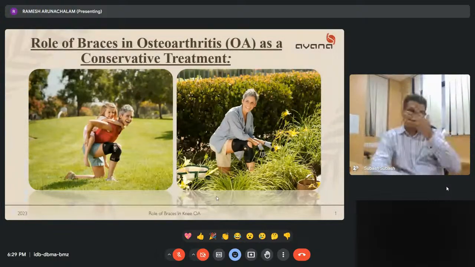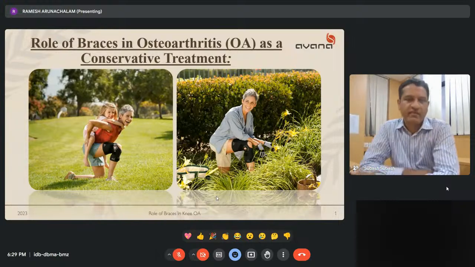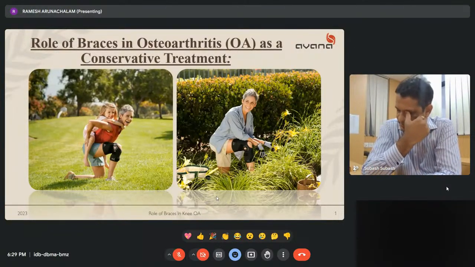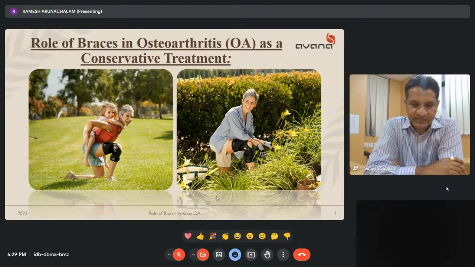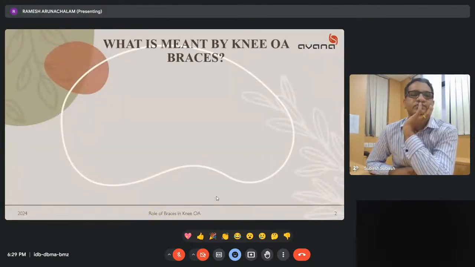You have already set the stage for me to talk about the offloading braces, because when it comes to osteoarthritis, the major problem is the weight. The weight goes to a particular compartment, so the wear and tear happens mostly on that compartment. Most of the time, 90% of the patient's weight goes to the medial compartment, that is, the inside of the knee.